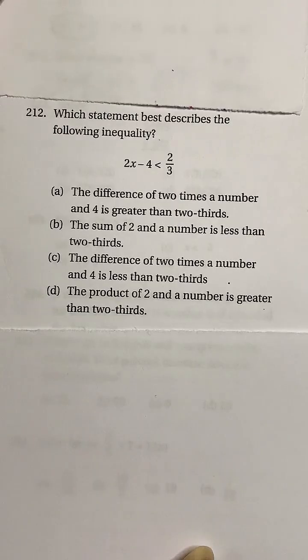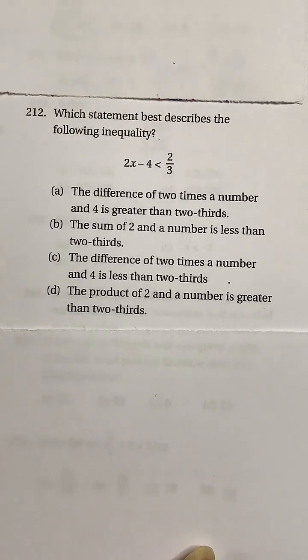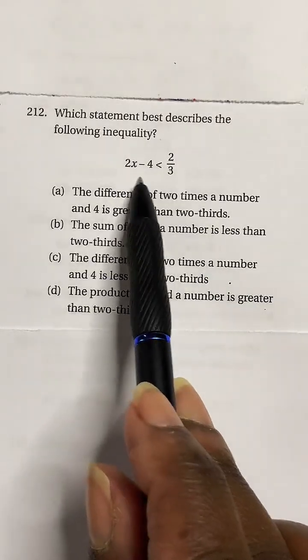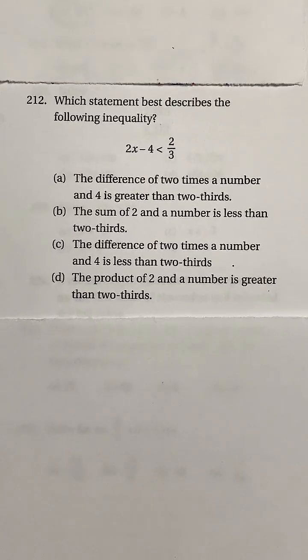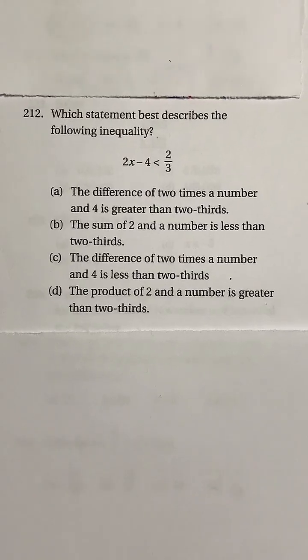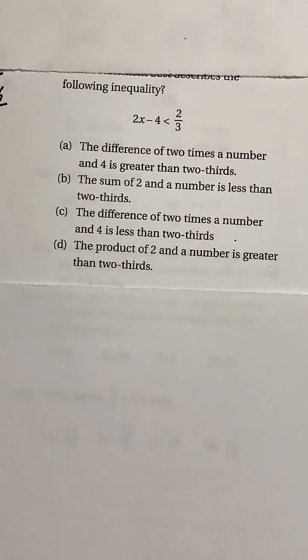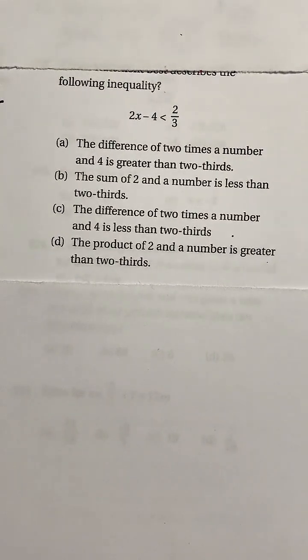So for the next one, let's see if I can get it all the way up here. It says, which statement best describes the following inequality? I would read it out to you, but it will kind of give you the hint. Is it A, the difference of 2 times a number and 4 is greater than 2/3? Is it B, the sum of 2 and a number is less than 2/3? Let me raise this up a little bit for you guys. I think that should help. C, the difference of 2 times a number and 4 is less than 2/3, or D, the product of 2 and a number is greater than 2/3.